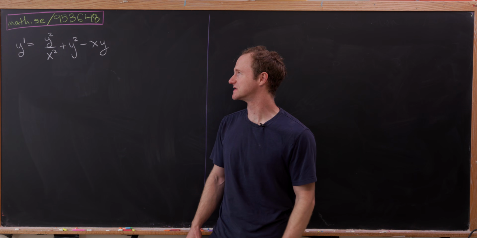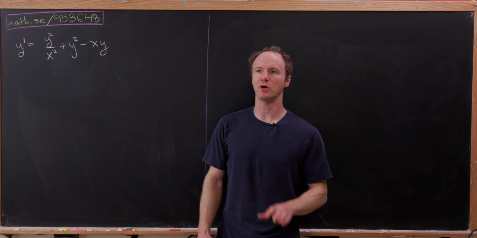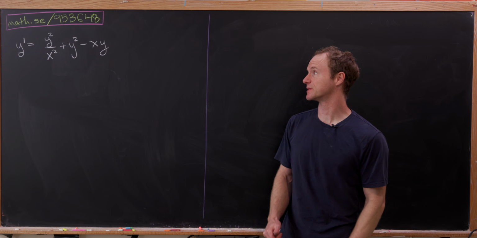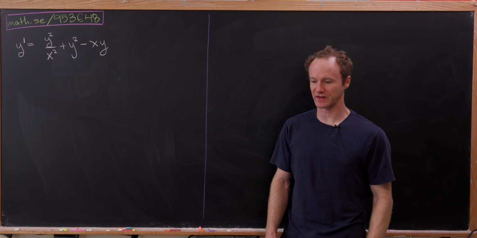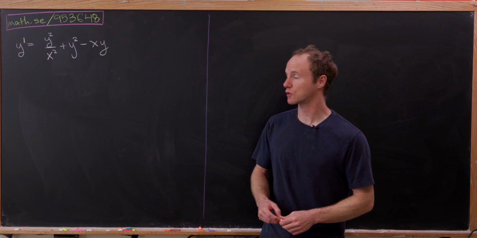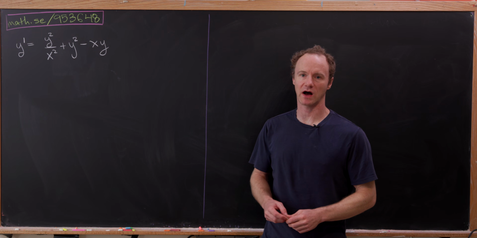Today we're going to look at a really nice differential equation, and this would be one that would be a bit trickier than in most introductory differential equations classes, but that being said, I think there are some nice tricks that we'll use to solve this. Okay, so we've got y prime equals y squared over x squared plus y squared minus xy.